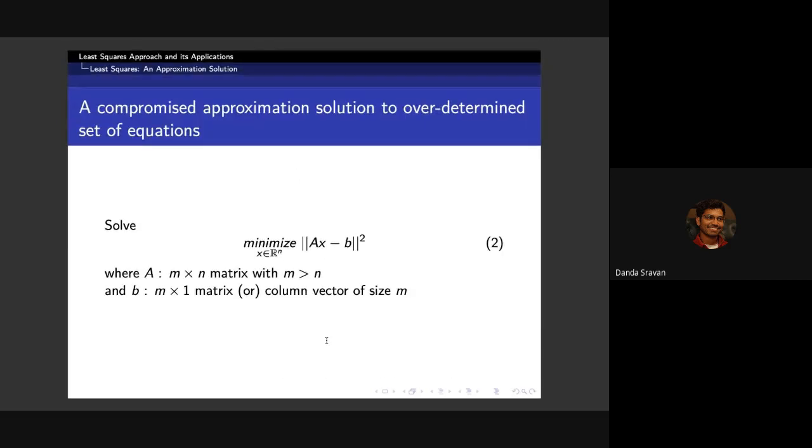So here is the thing. Instead of solving exactly, which cannot be done, what we try to do is we try to minimize the norm of Ax minus b. If there was a solution, then we could make it 0, but since there isn't, we try to minimize it as much as possible. So here I have m as the number of equations, n is the number of variables, and this A and b are known matrices.